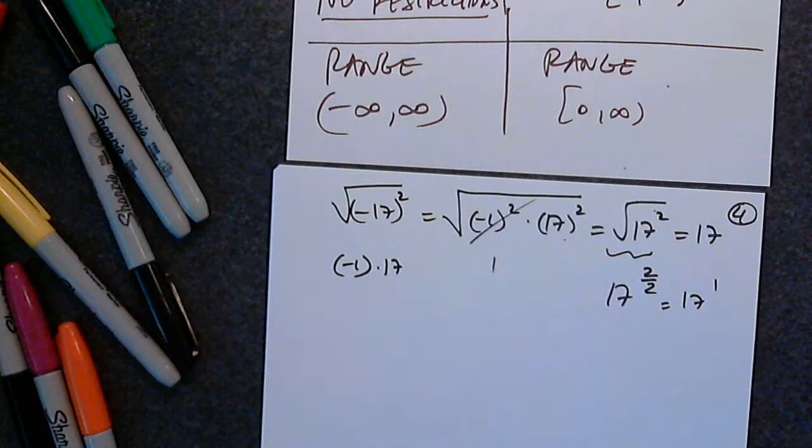When it comes to cube root or any odd index, it doesn't matter. You can have anything you want under the root, and you can have anything you want outside of the root as an answer. So please remember that.